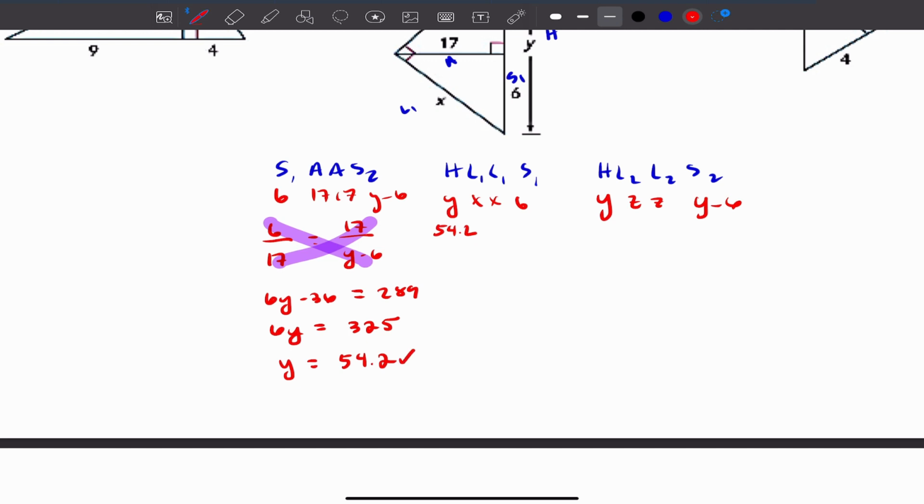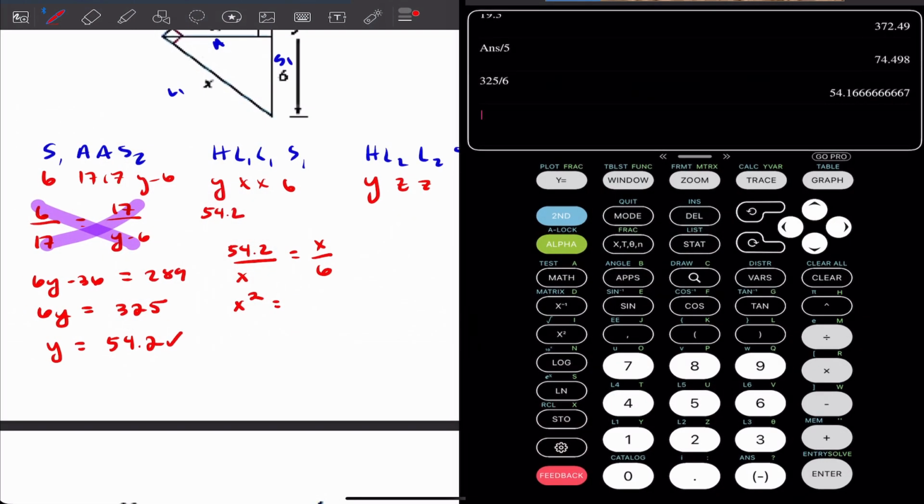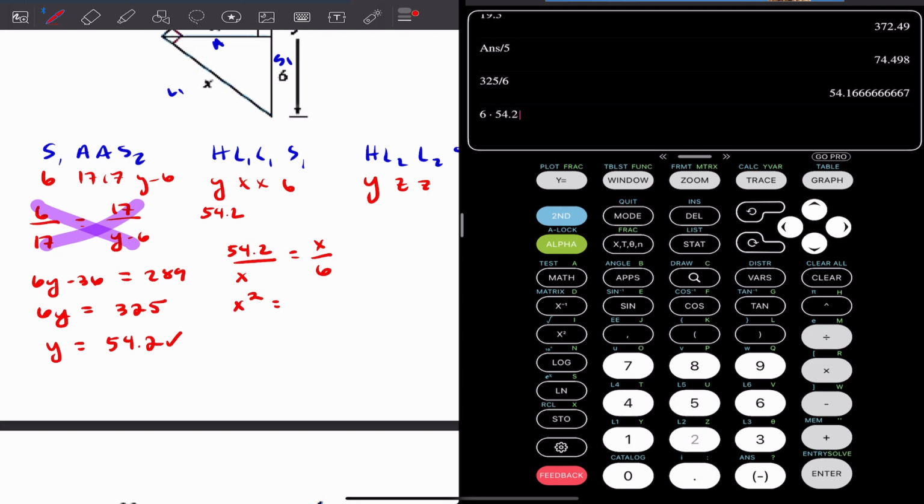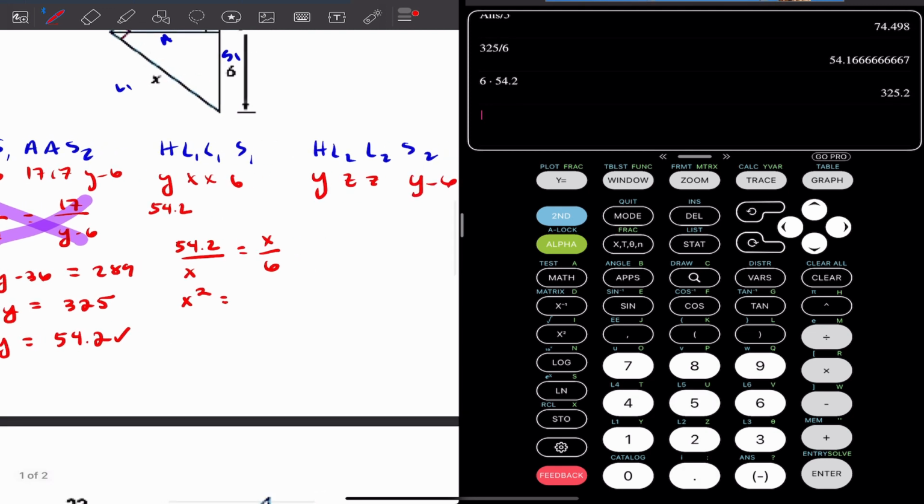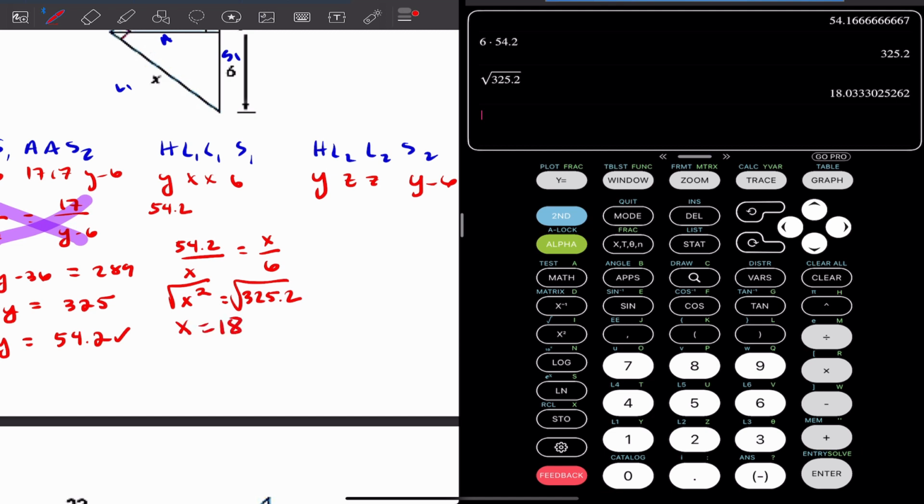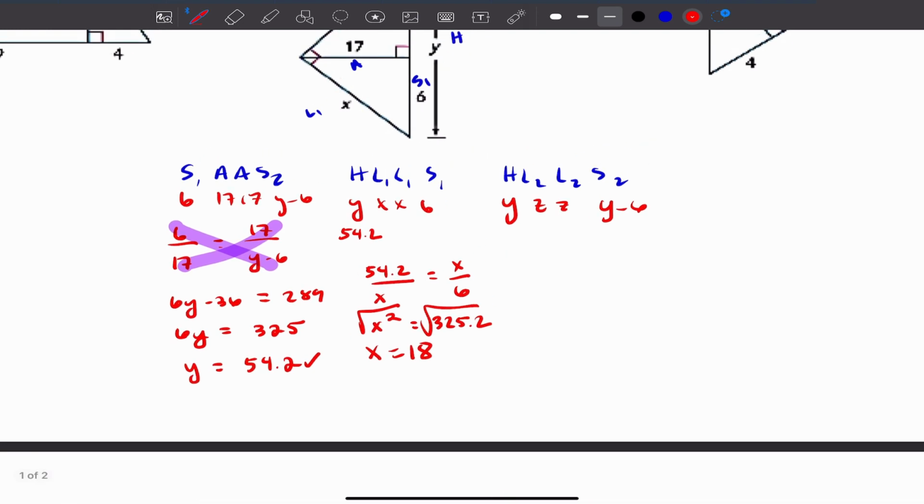Okay, so I have y, that's good. Let me solve for x. I do 54.2 over x equals x over 6. That's x squared equals 6 times 54.2, which is 325.2. Take the square root, and that's 18.033, or just 18.